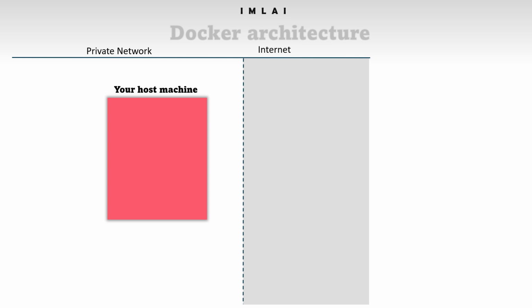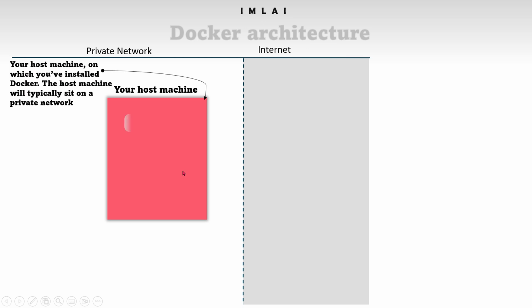Now let us split this into two parts. One part is the Docker client, the other part is the Docker daemon. The Docker daemon is like a server. This works on client-server architecture, and we have discussed and seen a lot of examples of this. Your host machine on which you have installed Docker typically sits on a private network. It consists of two parts: one is the Docker client and the other is the Docker daemon.